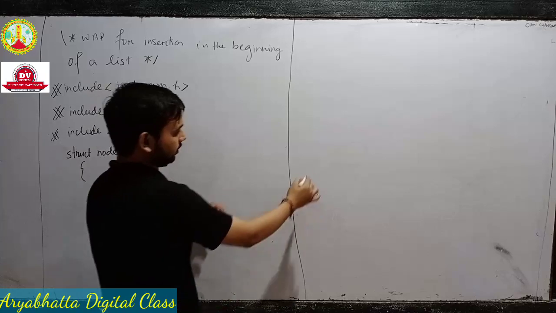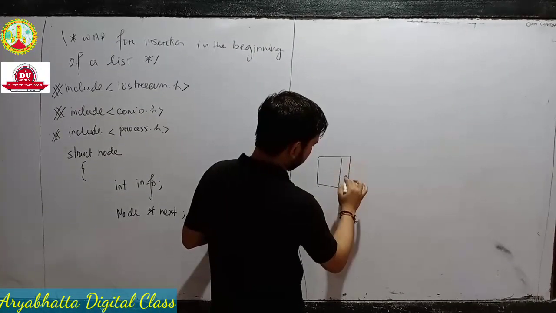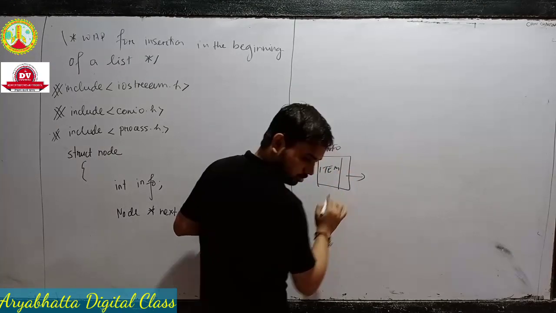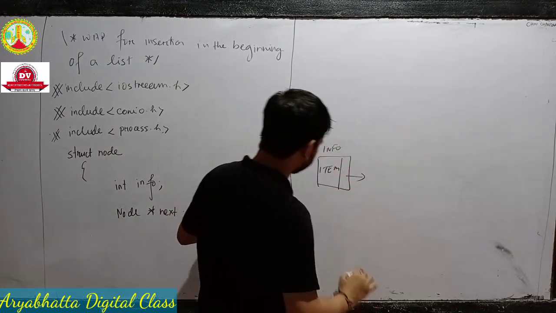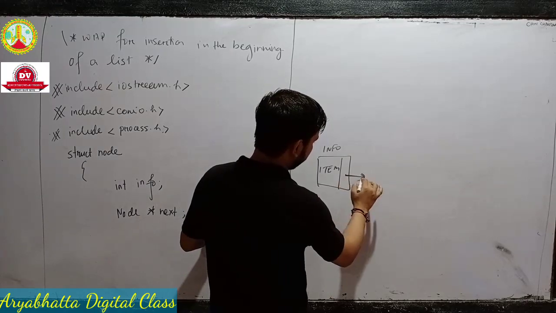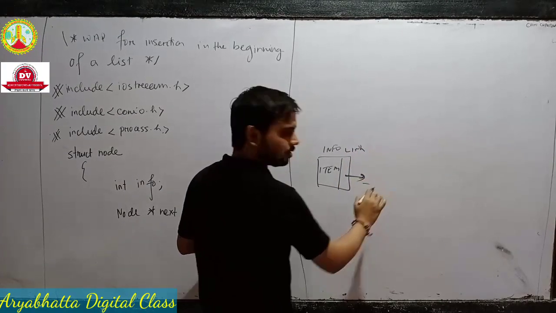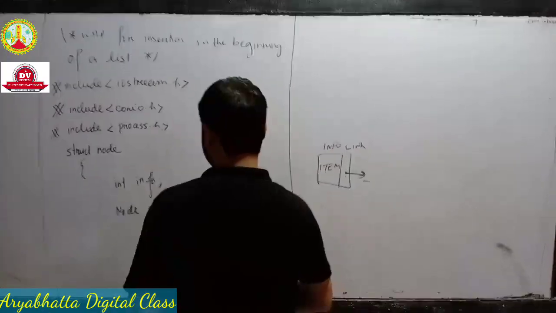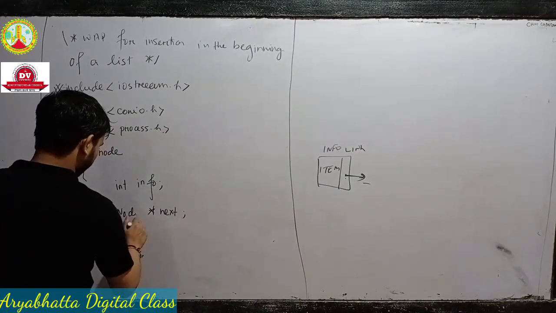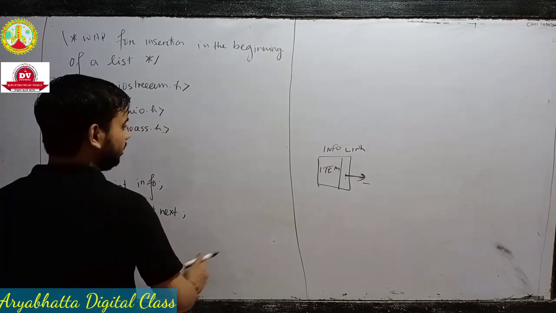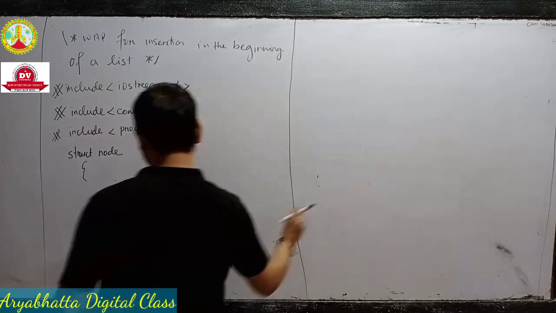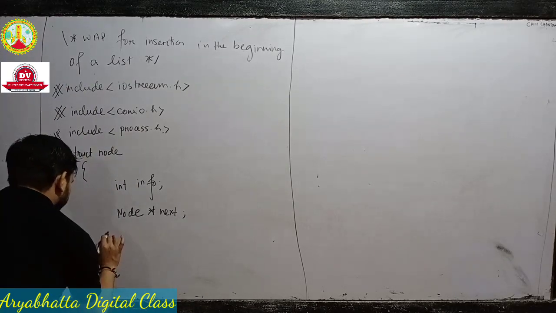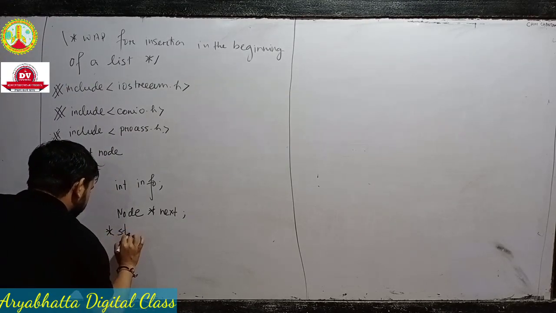Why? Because a node has a first part which contains the info part, the item, and a second part which is the link. It points to the next node, meaning it contains the memory address of the next node. That's why we take the node pointer next. After that we take some pointer, start.